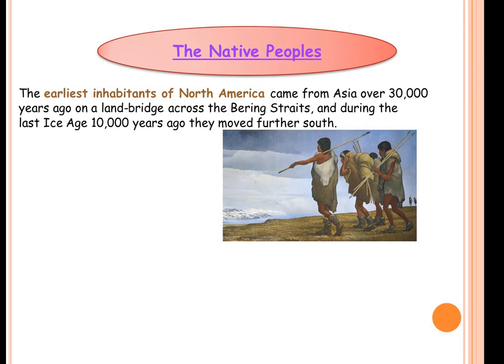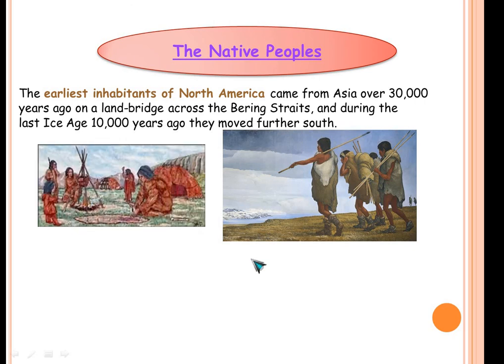The early inhabitants of North America, of course, came from Asia, and that too 3000 years back, and that too on a land bridge across the Bering Straits that developed, and they actually landed there initially during the Ice Age 10,000 years ago. Then they started moving further south. So after reaching there 10,000 years ago, they started moving further south. It happened 30,000 years back.